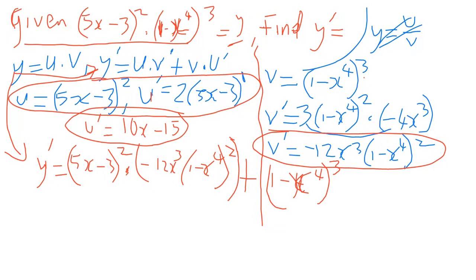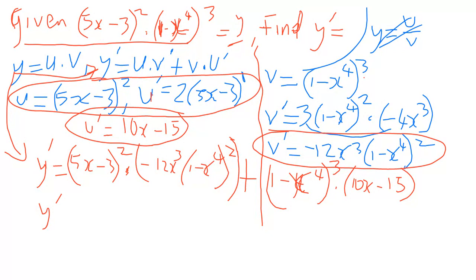And then notice that my u prime is 10x minus 15. So I am going to multiply by my u prime, 10x minus 15. I'm going to simplify as much as I can, and I don't have to finish all the simplification. I want you to notice that this is a combination of product rule and chain rule. So I'm about to simplify.